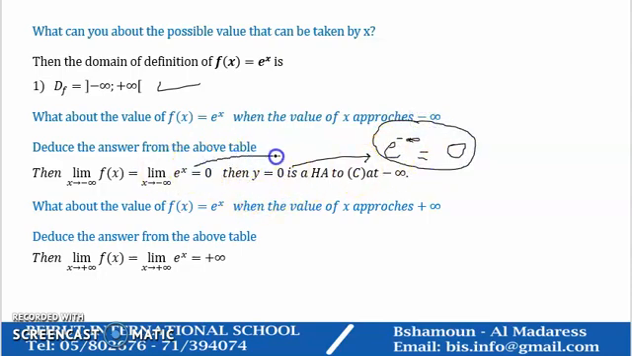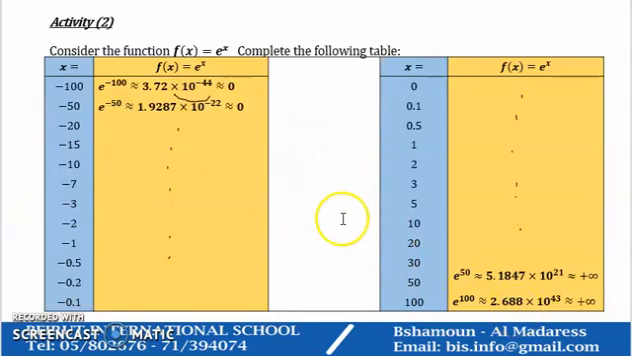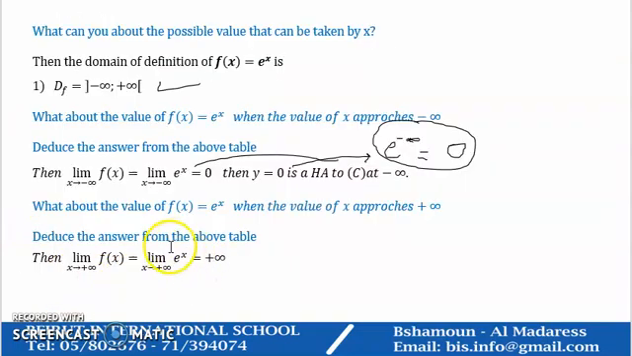Now, if we have x as a very large number, when x approaches plus infinity, you notice that when x is very large, x equal 150, 100, the obtained numbers are very large, approximately plus infinity. So I can deduce here that the limit of e^x when x tends to plus infinity equals plus infinity.